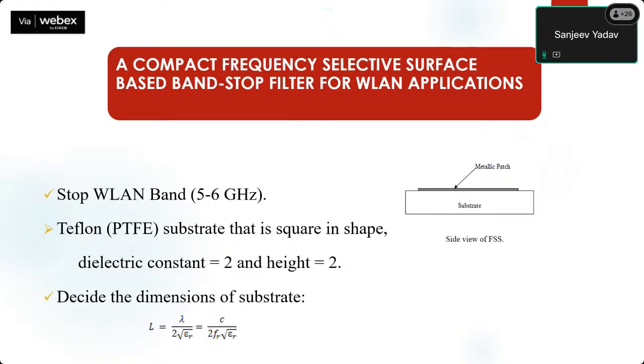Let's decide the dimension of the substrate. You know these are the general formulas which are being used. L is equal to lambda by 2 epsilon r.